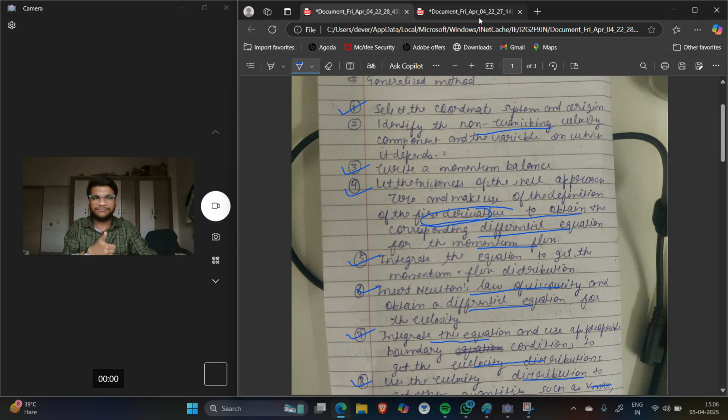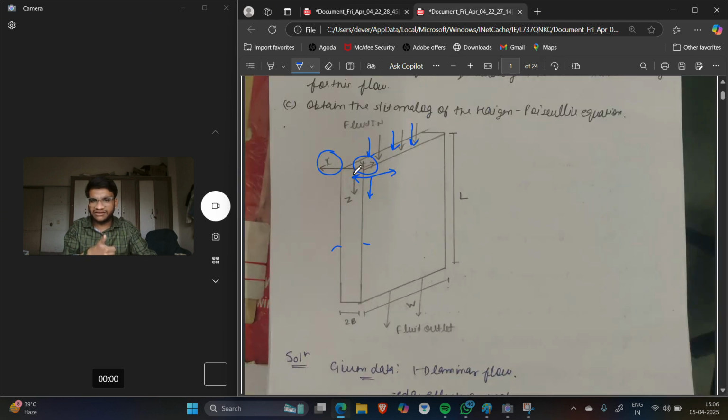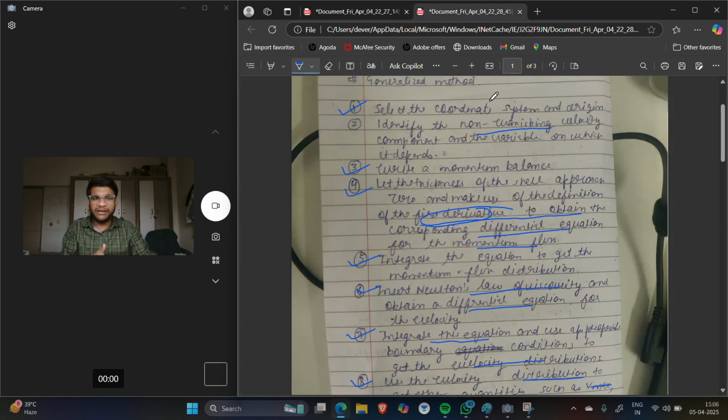So this I have already selected. I have selected the Cartesian coordinate system, and I will select my origin later. Okay. Then what was the second step? Identify the non-vanishing velocity component and the variable on which it depends.